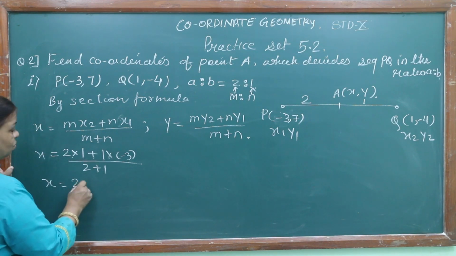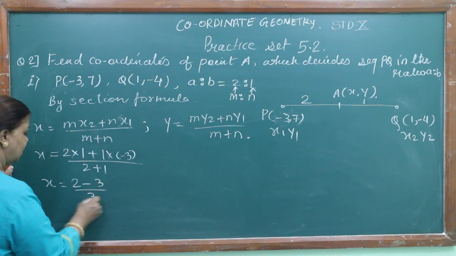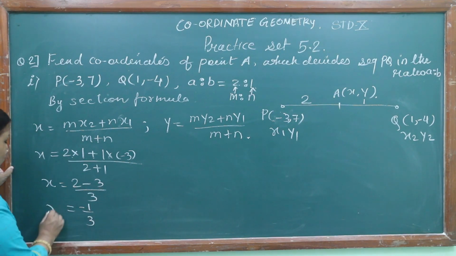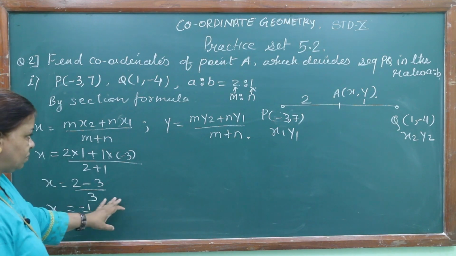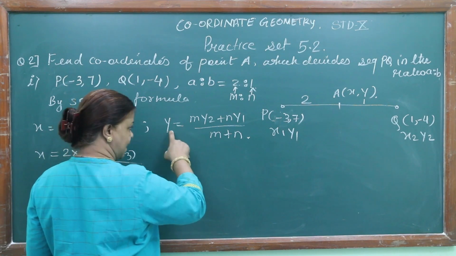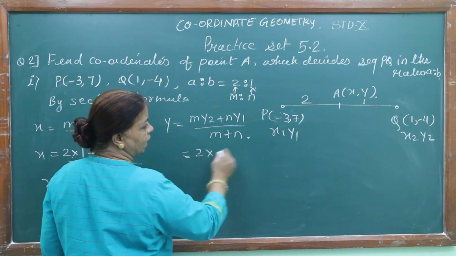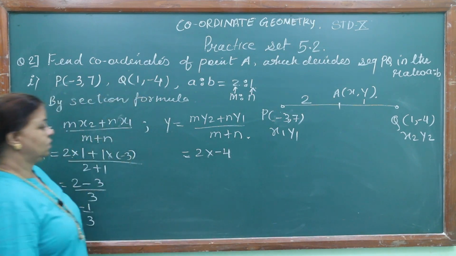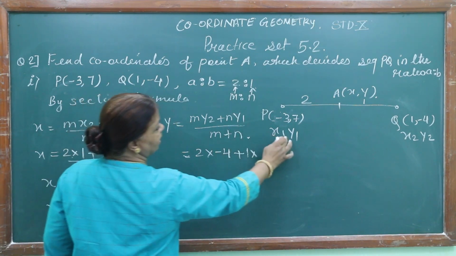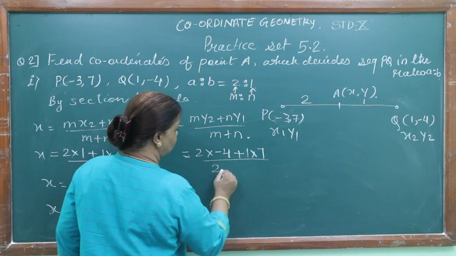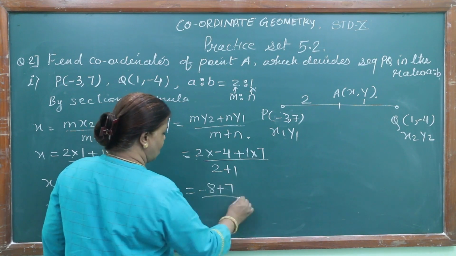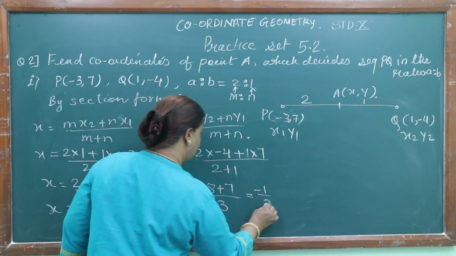So x is equal to 2 minus 3 upon 3. That would be 2 minus 3 is minus 1 upon 3. So x is equal to minus 1 upon 3. Now place the value for the y. m is 2 into y2, y2 is minus 4, plus n is 1 into y1 is 7, upon 2 plus 1, 3, that is equal to 2 into minus 4 is minus 8 plus 7 upon 3, which is equal to minus 1 upon 3.